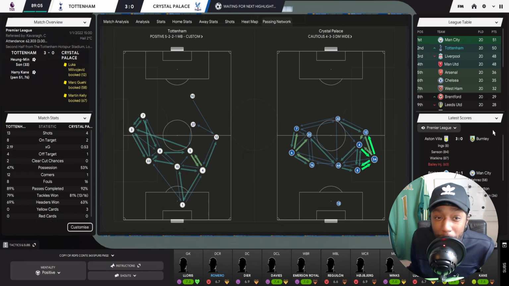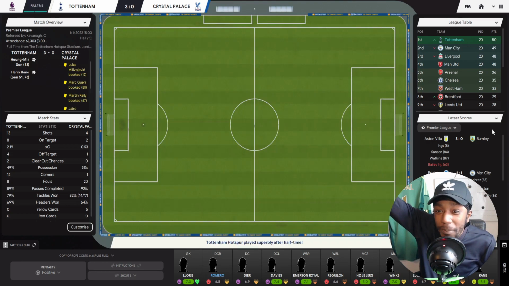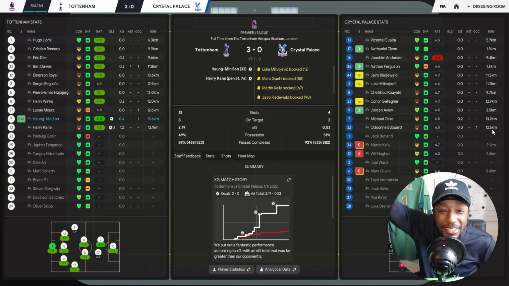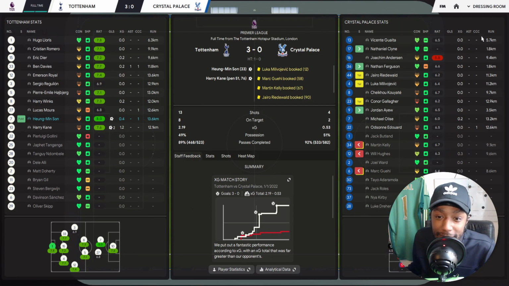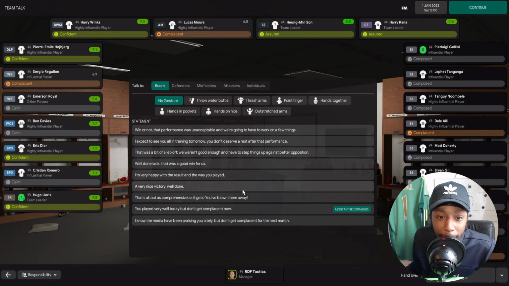Can we sneak one more goal before the full-time whistle? It doesn't look like it. Oh, we've gone to the top of the table. We have gone to the top of the table, and it is Tottenham 3, Crystal Palace 0. We did have an xG of 2.19, which was helped, of course, by that penalty kick.